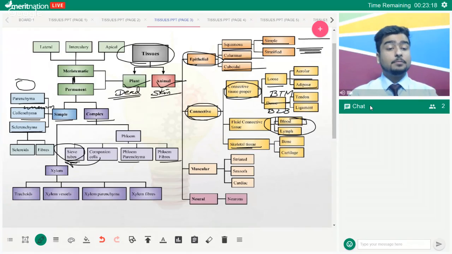Circulatory system has two circulatory fluids. Blood is one, lymph is another. Blood is circulated by the heart. Lymph not by the heart, rather by other mechanisms.